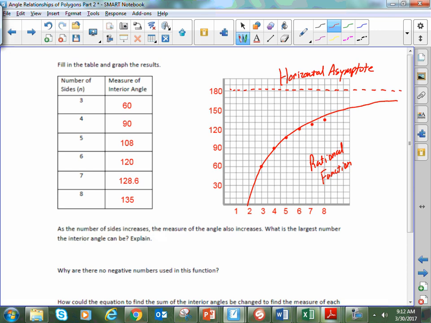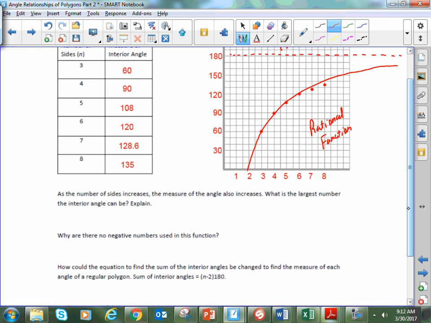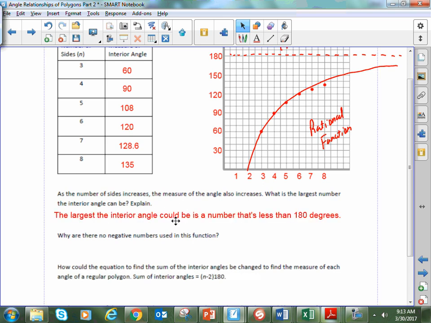So coming back to my question, what's the biggest number that the interior angle could be? Well, if it's equal to 180 degrees, it's a line and it's not an angle anymore. It's just a line. So it has to be something that's less than 180 degrees. So what does that mean? Is it 179 or 179.9 or 179.999? We don't know, so we just say it has to be less than 180.